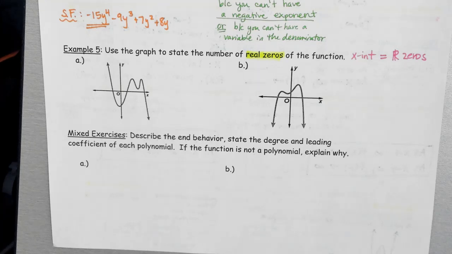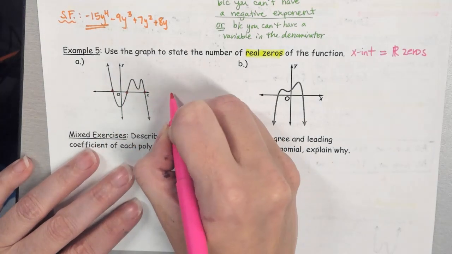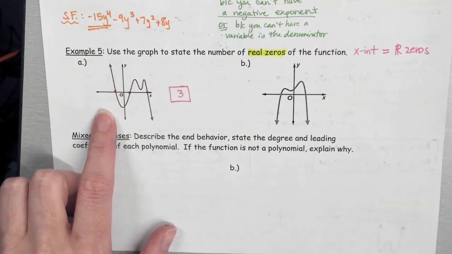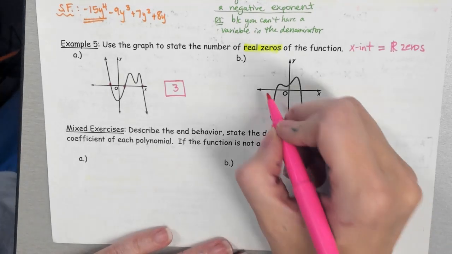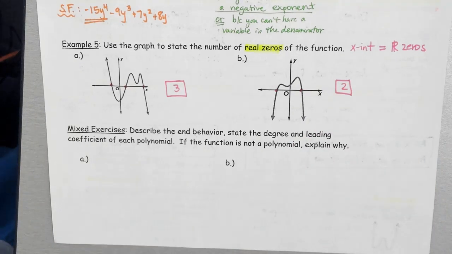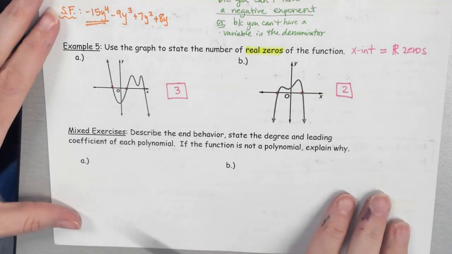So all you have to do is count the x-intercepts. So let's look at A. How many x-intercepts are there on graph A? 3. So then your answer is just 3. Okay, they're just asking you to state the number of them. You don't even have to find what they are on x, so there's 3. Okay, and then for B, how many are there? 2. 1, 2. Okay, so that's all you have to do for that one. You have to know the real zeros are your x-intercepts.